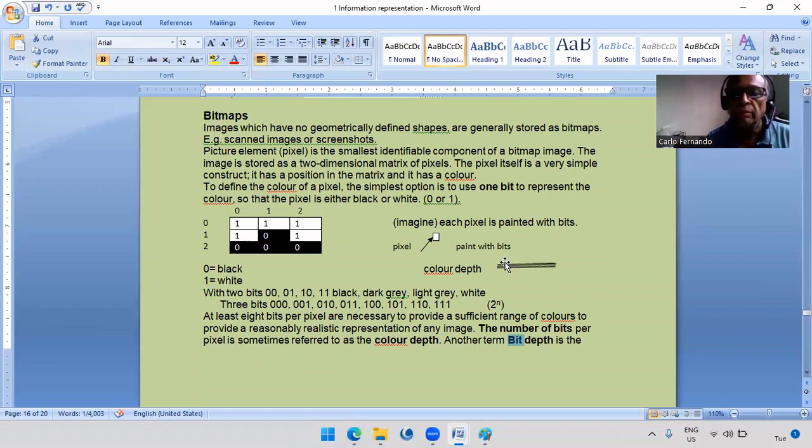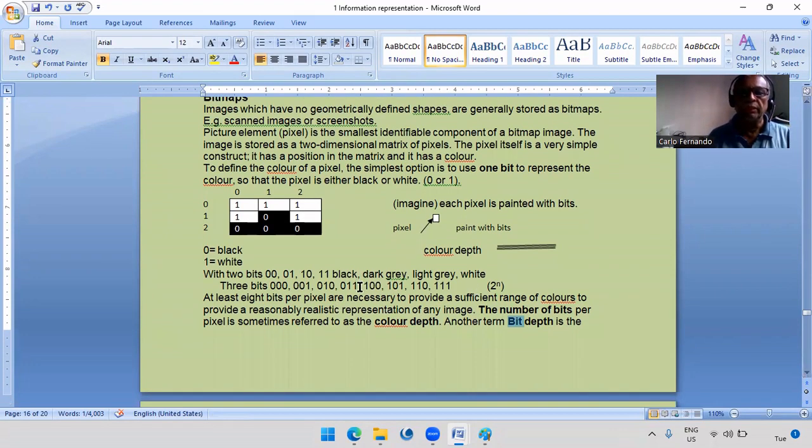How many bits? How many bits are used to describe this pixel? At least 8 bits per pixel are necessary to provide a sufficient range of colors to provide a reasonably realistic representation of any image. Now let's look into this in deep detail.